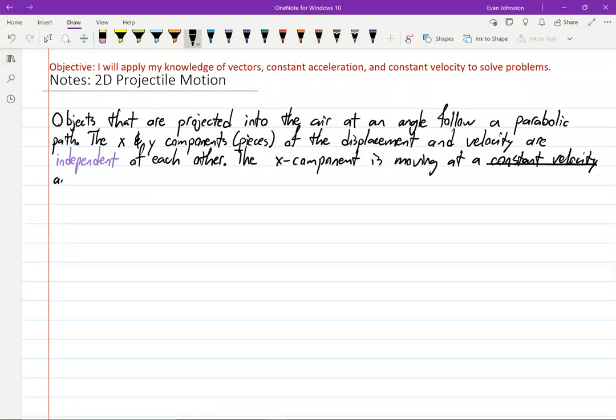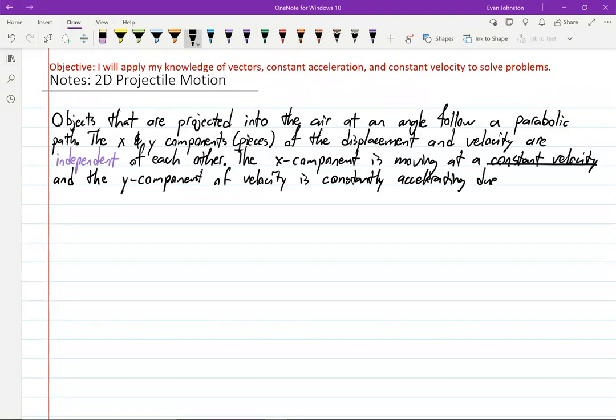And the y component of velocity is constantly accelerating. And this is due to gravity. Okay, so we have two different things going on here.